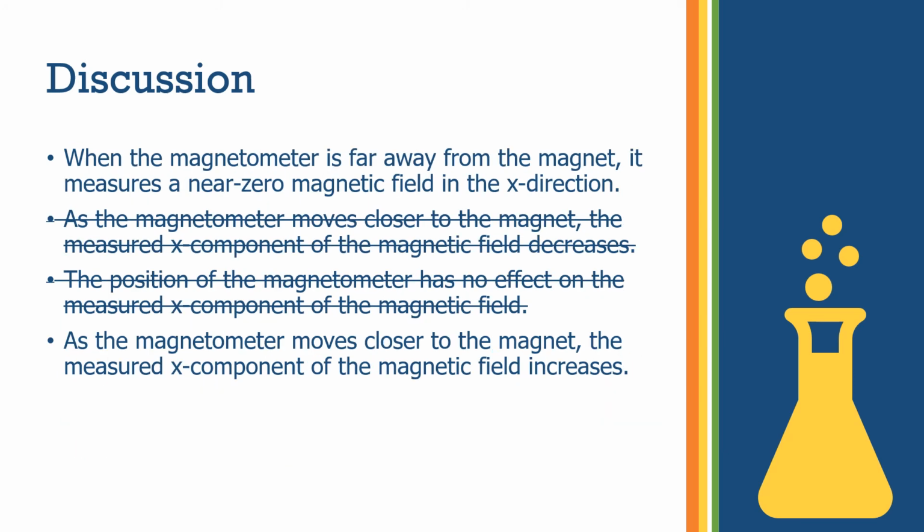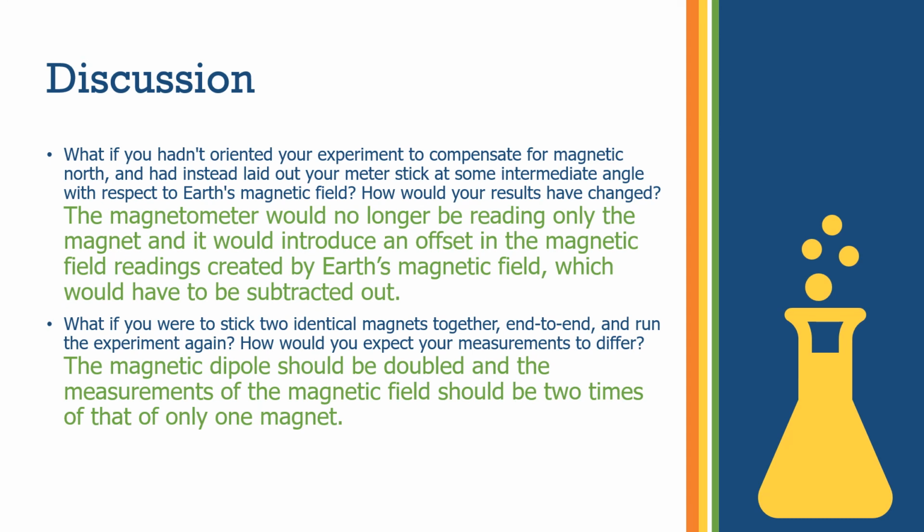The lab gave us 4 statements to pick which ones were true, and the ones that are crossed out are the ones that we believe to be untrue. If we hadn't oriented our experiment to compensate for magnetic north, we would have added an offset to our readings for the magnetic field from the magnet, which we would have to subtract out, and that adds an extra step that could be another source of error. If we stuck two identical magnets together, we would expect the magnetic dipole to be about doubled, and all of our measurements of the magnetic field should be 2 times that of just one magnet.